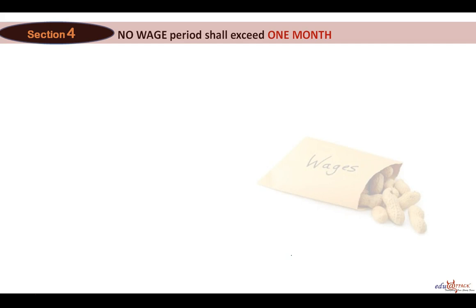Now section 4 says no wage period shall exceed 1 month. Now what is this wage period? Wage period means basically a work cycle. The work cycle can be of 7 days, 10 days, 15 days, 20 days, 25 days, 30 days. 35? No, 35 cannot be possible, because section 4 is saying no wage period shall exceed 1 month. So 30 days is the maximum wage period according to section 4.